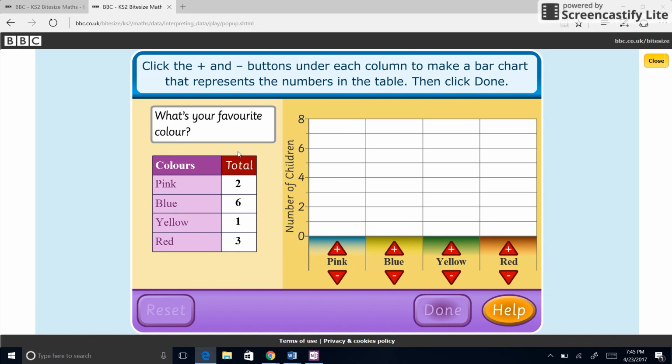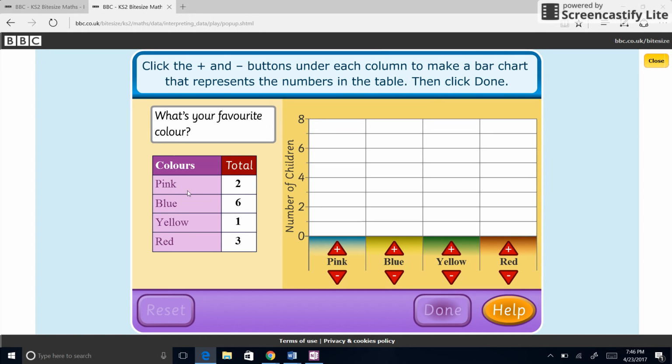So once again, we see our title up here, which is what is your favorite color, which is the question that we ask the students, and that's what we're going to show in our bar graph. And then once again, we have our colors labeled down here. And along the side of our chart, we have number of children again. Once again, we only go up to 8 because if you look at our total, it doesn't go up to 8. It goes up to 6 actually. So we really don't need to go much further than 6 or 8. We don't need to go all the way up to 50 because we don't have anywhere near 50.